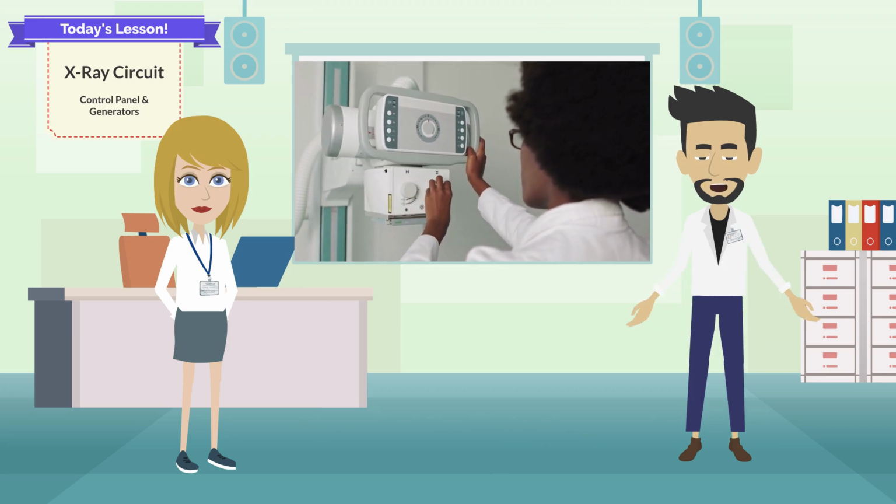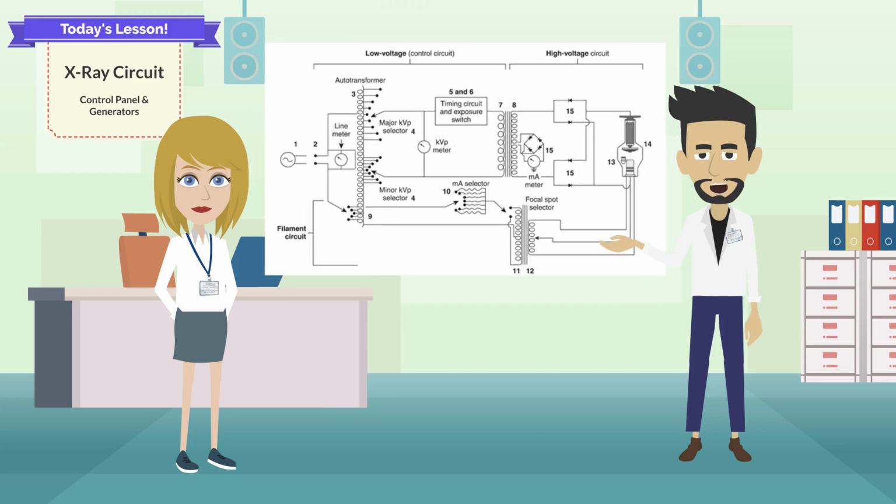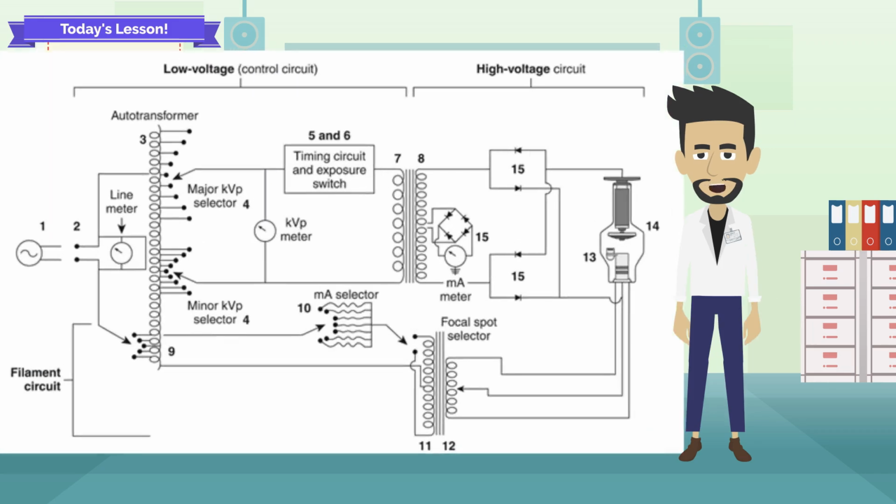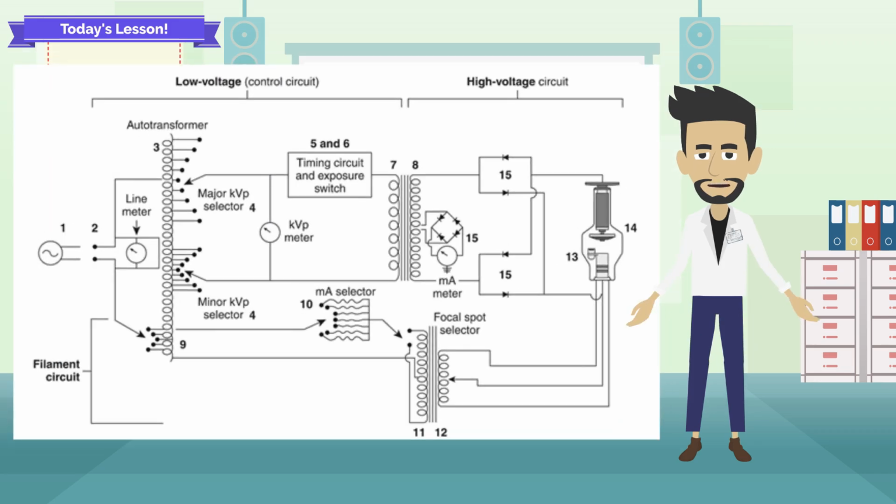The X-ray circuit is divided into three sections or subcircuits: the low-voltage circuit, the filament circuit, and the high-voltage circuit. Each circuit contains a specialty transformer. Now let's take a closer look at the diagram of an X-ray circuit. While looking at the diagram, please pause the video so that you can become familiar with the components. Each section is numbered and will aid in identifying the circuit parts.